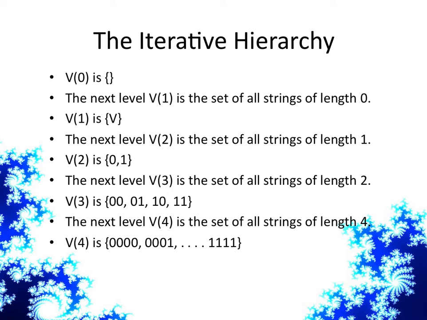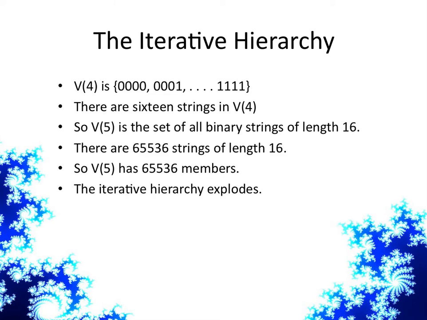The next level, V3, is the set of all strings of length 2. It's the set 00, 01, 10, 11. It's got 4 elements. The next level, V4, is the set of all strings of length 4. V4 is those 16 strings varying from 0000 to 1111. We can keep going from V4, right? There are 16 strings in V4, so V5 is the set of all binary strings of length 16, right?